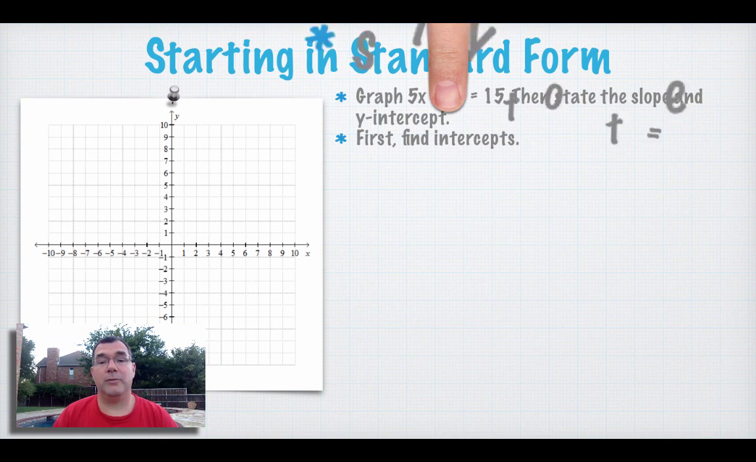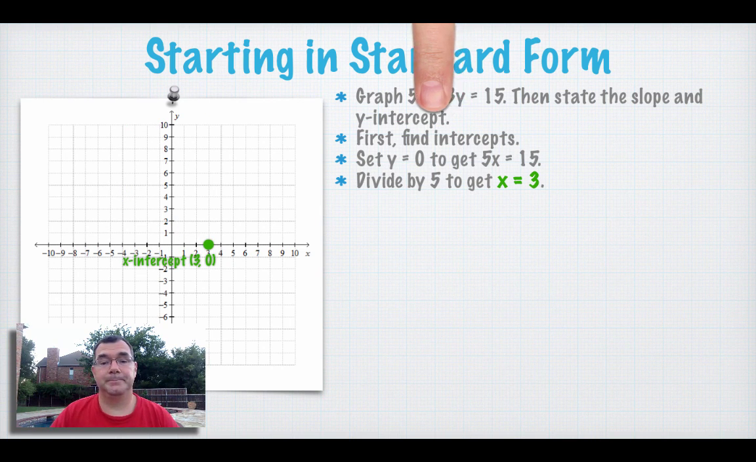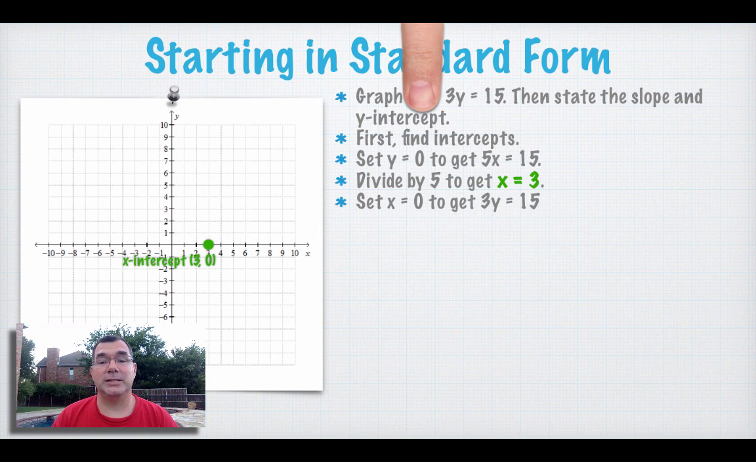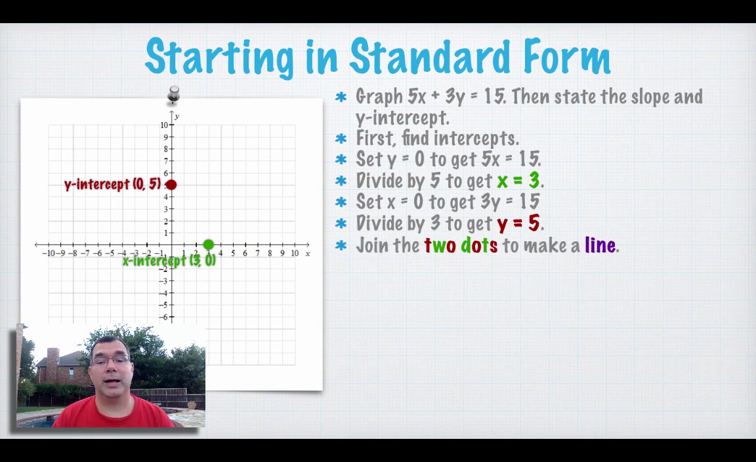I'm going to cover up the y's to find my x-intercept. So if I set y equal to 0 and I cover up those y's, I get 5x equals 15. Okay, if I divide both sides by 5, I get x equals 3. Now if I cover up the x's, I have an equation that says 3y equals 15. And if I divide that by 3 on both sides, I get y equals 5. So again, I have 2 points, and that's all I need in order to know where the line is.